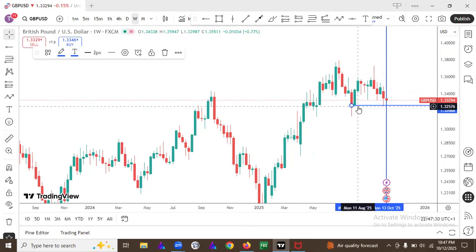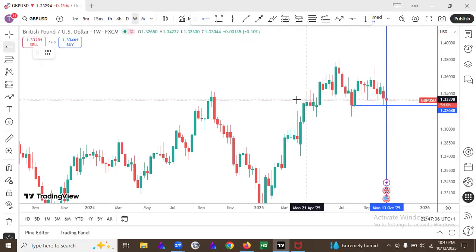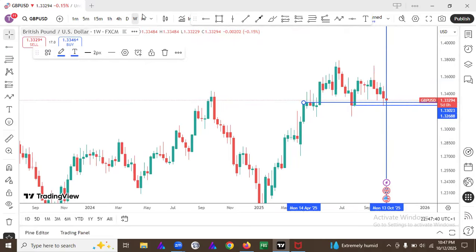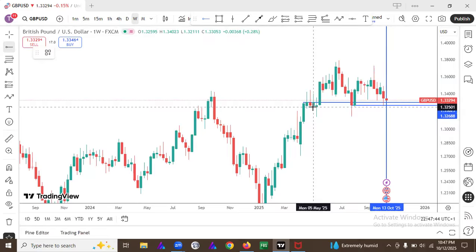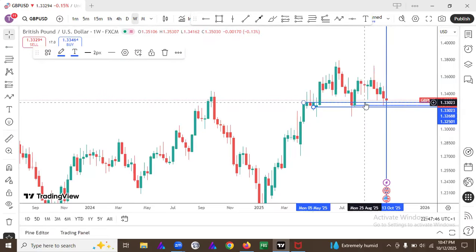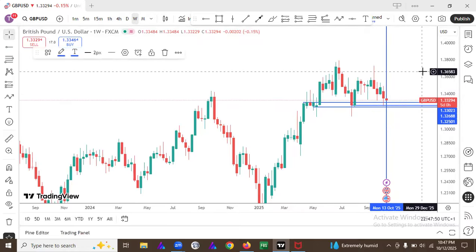You can see it tested the support level. You can see this zone we have here, it's like a demand zone. Price came to test that zone, and there was a strong rejection from that zone. So let's go down to daily and see the pattern that formed.